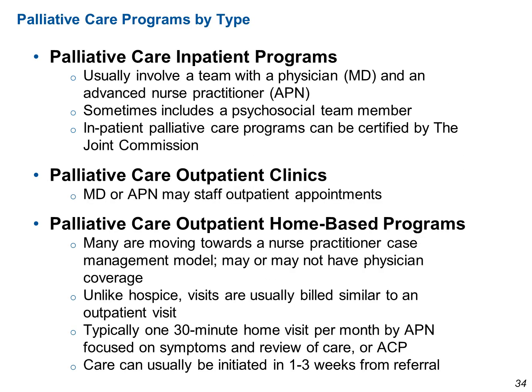What are the types of palliative care programs? There are palliative care inpatient programs, palliative care outpatient clinics, and palliative care outpatient home-based programs. Inpatient programs usually involve a team with a physician and an advanced practice nurse, sometimes including a psychosocial team member. Inpatient palliative care programs can be certified by the Joint Commission. Outpatient clinics include an MD or APN, and they may have outpatient staff appointments. Home-based programs are moving towards a nurse practitioner case management model, and may or may not have a physician.